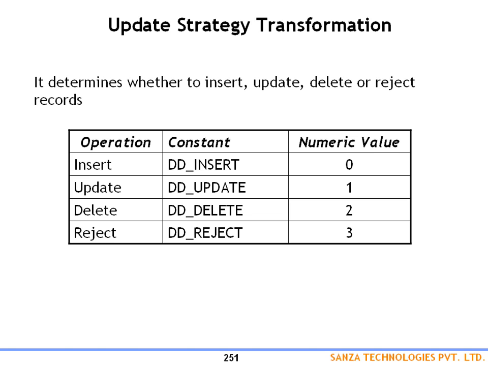You say DD_UPDATE, or a numeric value 1, go and update the record in the target. DD_DELETE will delete the records. DD_REJECT means do not load the data into the target. So based on the data you are doing, whether insert, delete, update, or also reject the records, for that purpose you will use the update strategy transformation.